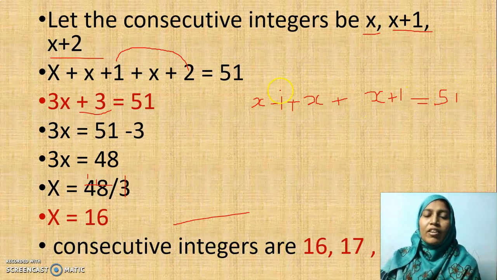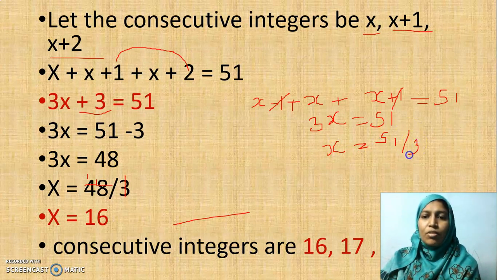See here, it will make our simplification very simple. Minus 1 plus 1 will become 0. So how many x do we have? 3x. 3x is equal to 51. Where will this 3 transfer? It goes to division. 51 divided by 3.